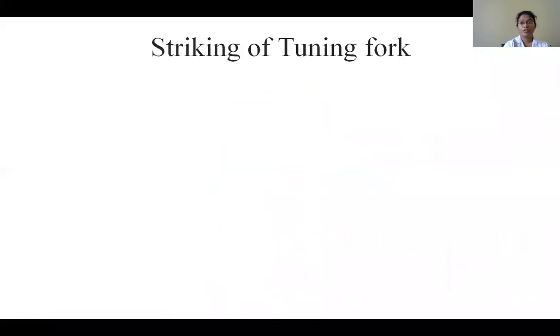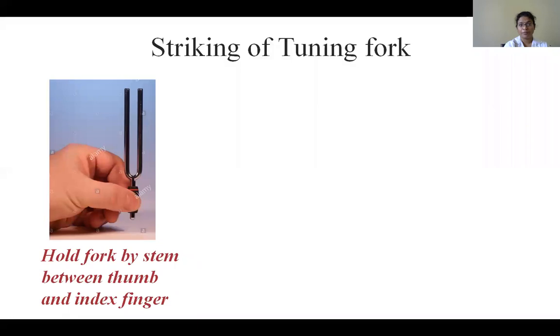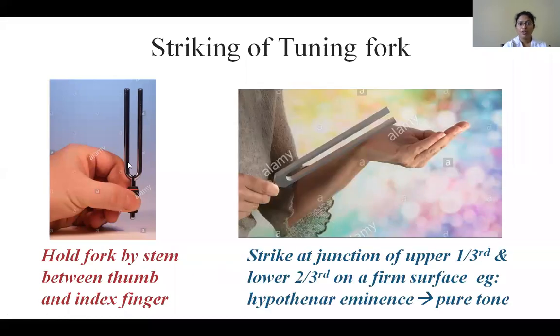The striking of the tuning fork: you should know the correct technique of striking the tuning fork, or sometimes it is also known as charging the tuning fork. So we hold the tuning fork by stem here in between thumb and the index finger. So this is how you should hold the tuning fork. And then if you concentrate here, this is the upper 1/3 and the lower 2/3. So when you want to strike the tuning fork, you have to strike at the junction of the upper 1/3 and the lower 2/3. Look here in the diagram.